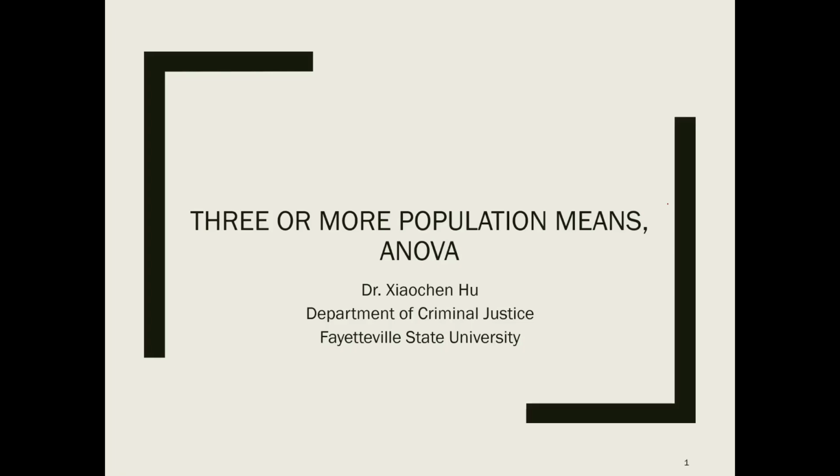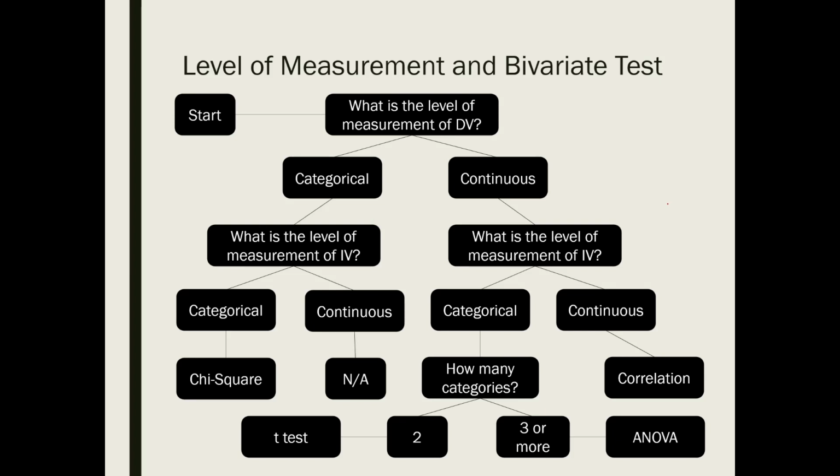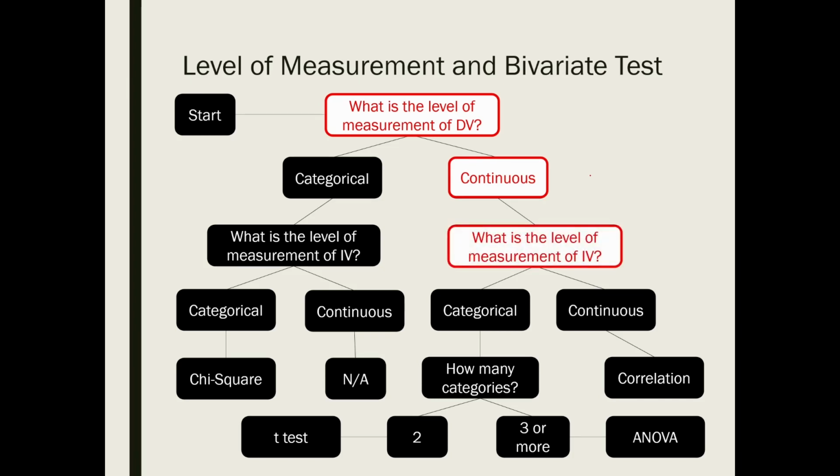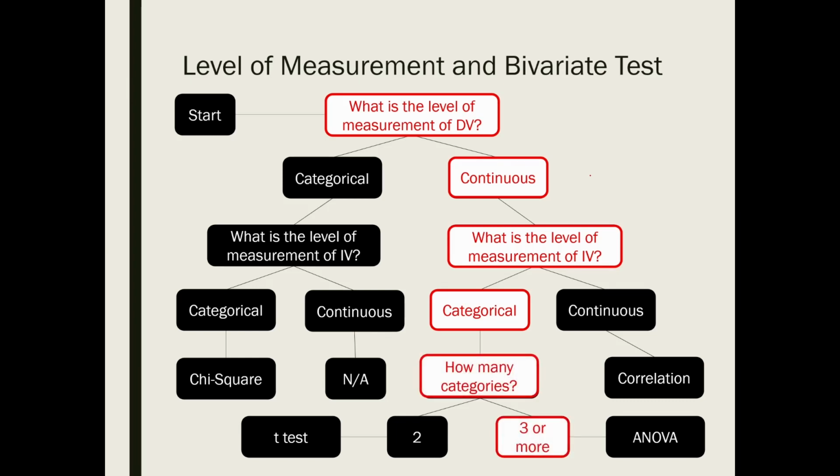In this video, we are going to talk about the ANOVA test, which is used for 3 or more population means. So let's just repeat this process, okay? If you take a look at the level of measurement of the dependent variable, that is a continuous variable, and the level of measurement of the independent variable, that is a categorical variable that has 3 or more categories, then we are going to use the ANOVA.